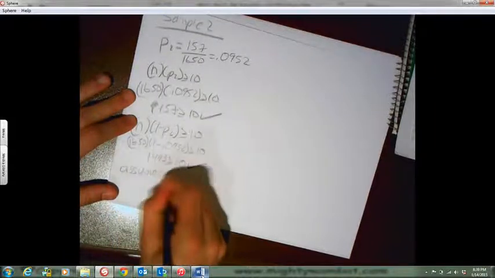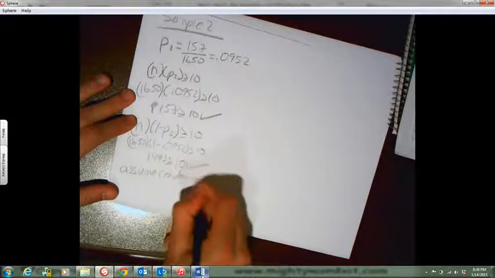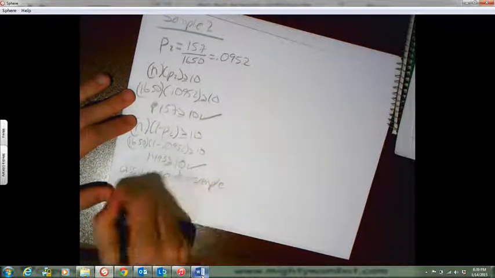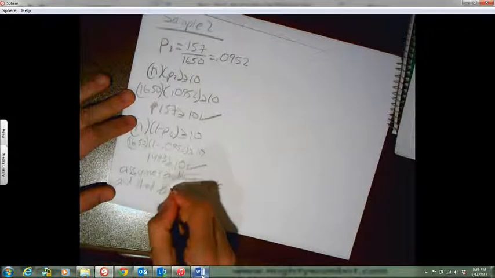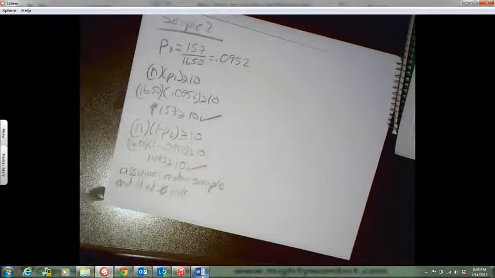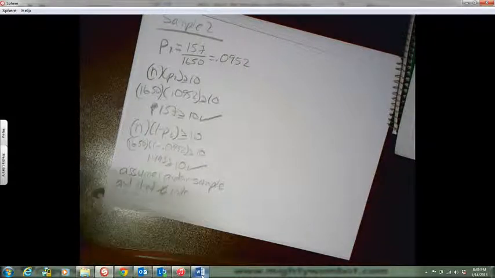random sample and that independent. Let me get a new pencil here, guys. It's a little bit dull. That next one I grabbed is dull. This is good. Independent. One patient doesn't affect the other.